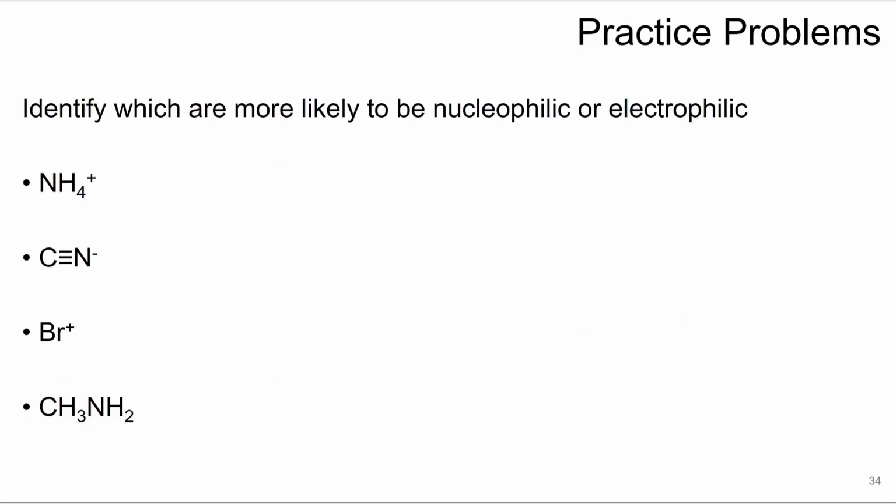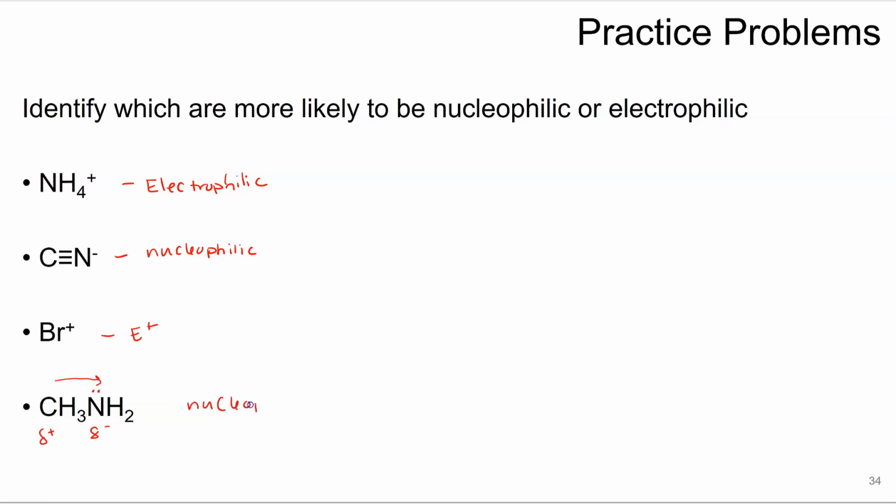All right, in this practice problem slide, we're going to try to identify what's more likely to be nucleophilic or electrophilic. In the first example, we have amines, or a nitrogen, which is electronegative, but we have an actual positive charge on it. So if there is actually a positive charge on it, this is going to be an electrophile. CN has a minus, this is nucleophilic. Br plus is electrophilic. In this case here, we don't have a charge, but we know nitrogen has a lone pair. This is partially negative, partially positive. That one's going to be nucleophilic.